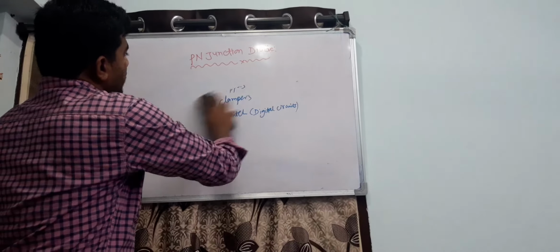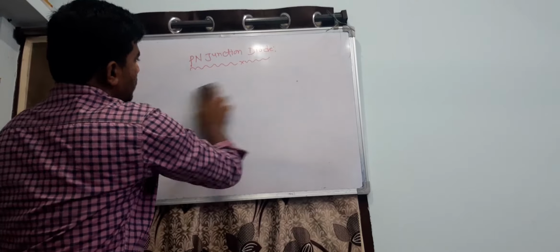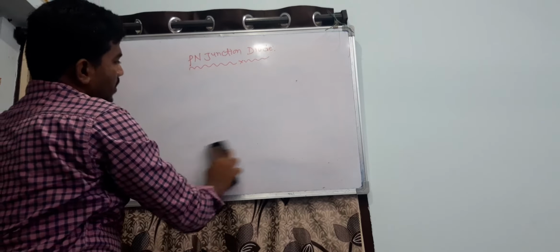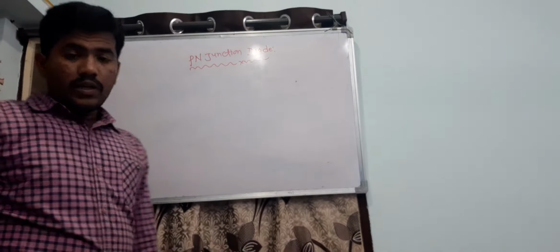Coming to the PN junction diode, why are we going for it? While discussing semiconductor basics, we have seen that semiconductors have a controllable property, that is, the controlling of the electron flow.